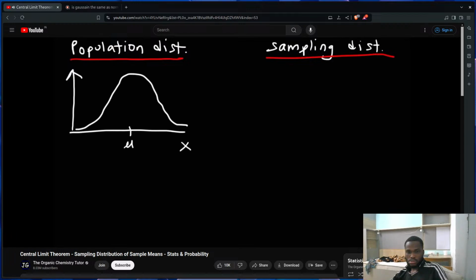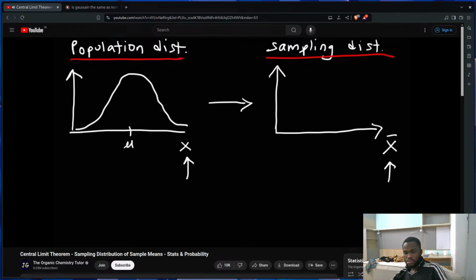Now, if we collect samples out of this population and calculate the means of those samples and then plot it on a graph, we're going to create a new distribution called the sampling distribution, but specifically the sampling distribution of the sample means, because we calculated the mean of each sample taken from the population. So this is going to be x bar, because we're plotting the means of each sample on this graph. X represents the individual observation of the population. X bar represents the mean of a sample collected from the population. So make sure you understand the difference.